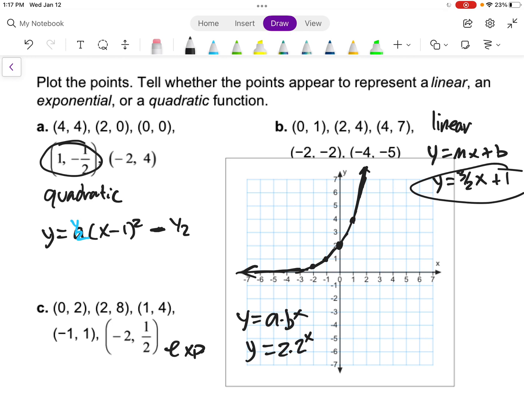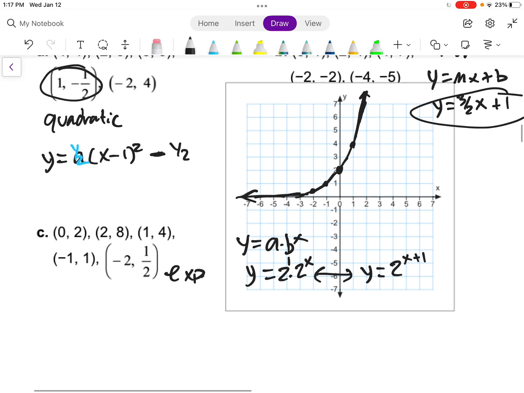If you wanted to, you're fine leaving it like that. If you wanted to, we can use our exponent rules to combine those. That'd be y equals, and if you multiply things with the same base, you add their exponents. So it'd be y equals 2 to the x plus 1. Those two are the same thing, so you could write it either way. All right, so we can plot the points and we can tell if it's linear, quadratic, or exponential. We can also come up with the functions.